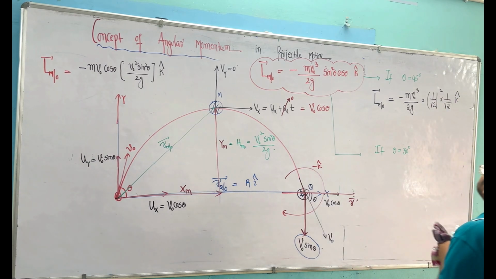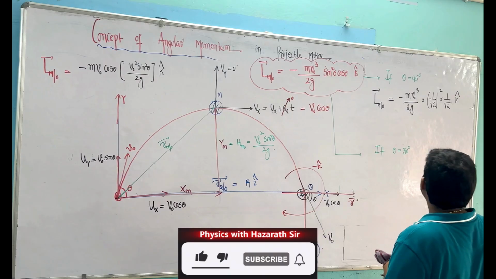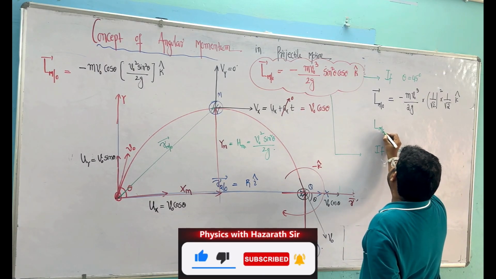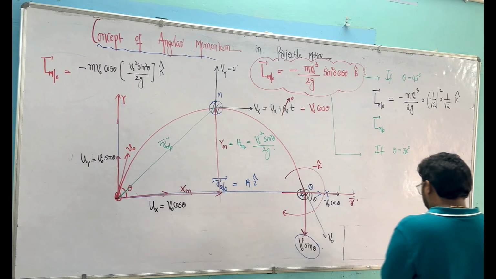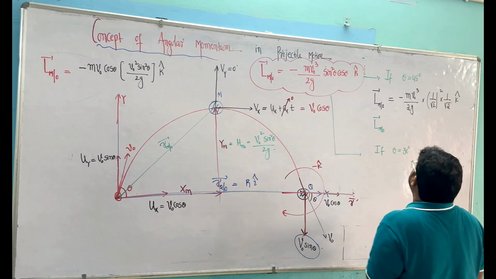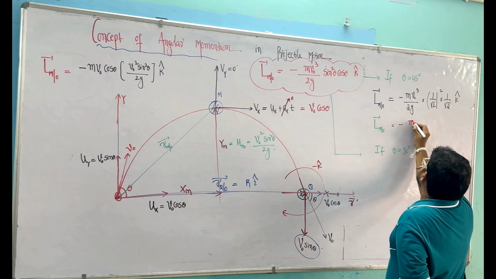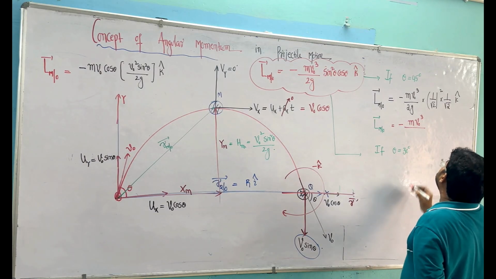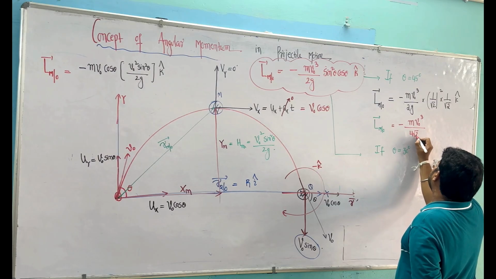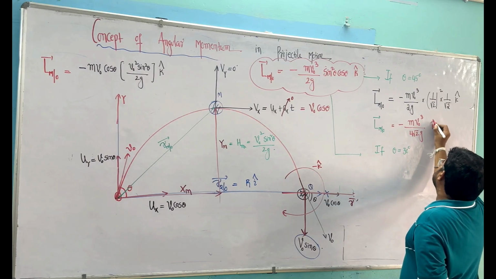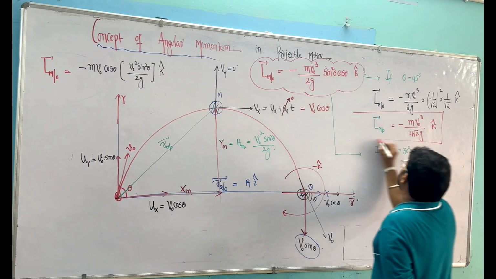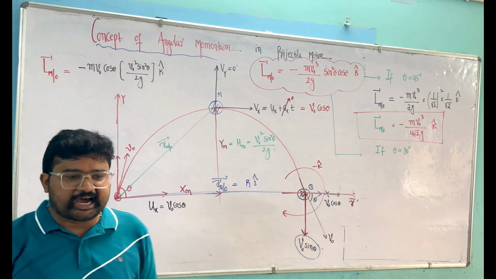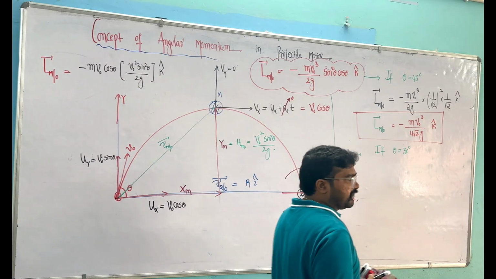Finally, 4 root 2 at point M about point O. How much is obtained? Minus M V naught cube by 2 into 4 root 2 g, K cap. That is the angular momentum at maximum height about the point of projection when theta equals 45 degrees.